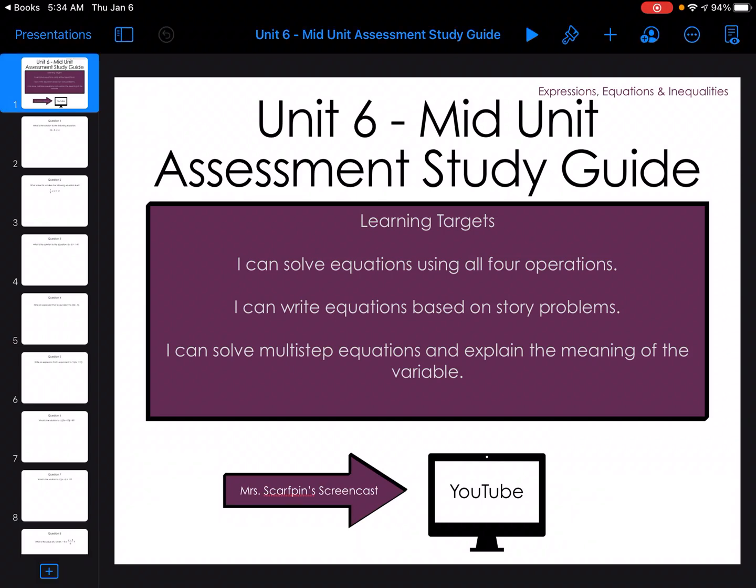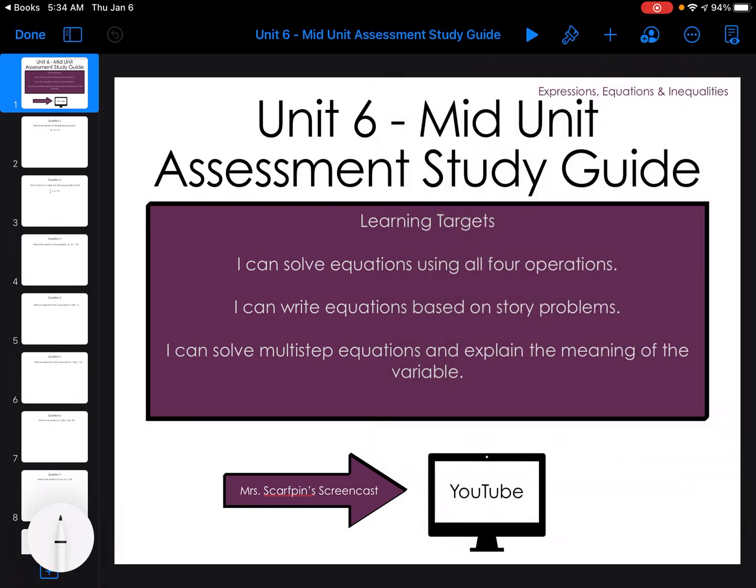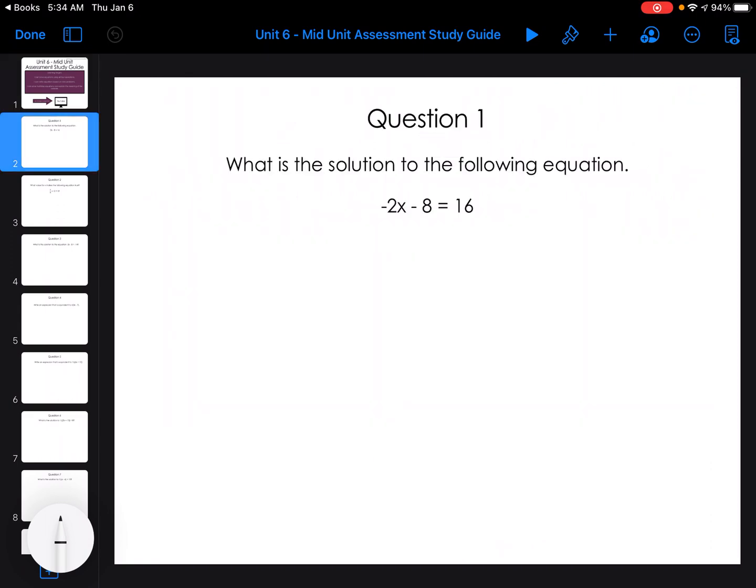Hi everyone, so today we're doing our Unit 6 Mid-Unit Assessment Study Guide. You can solve two-step equations using all four operations. You can write equations based on story problems, and you can solve multi-step equations and explain the meaning of the variable. So what is the solution to the following equation?